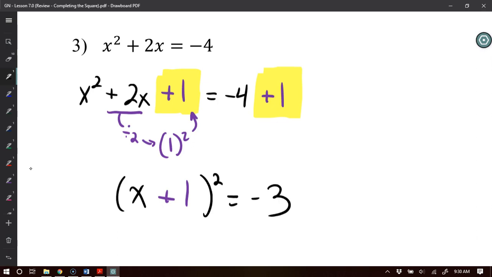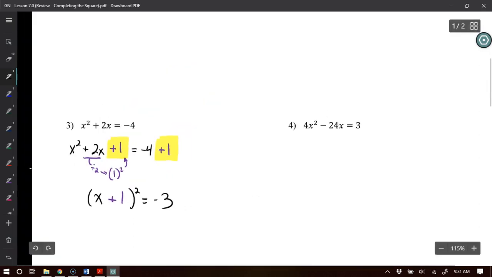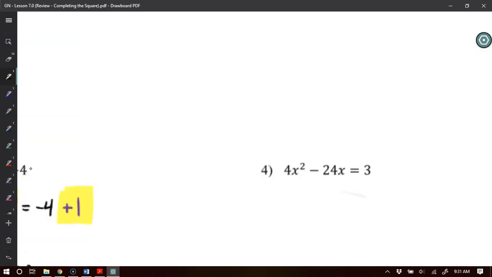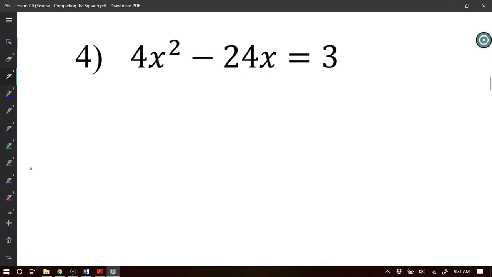So these first 3, I say, are pretty basic ones. It has a quadratic term and it has a linear term. And this is the form structure you need. It has to say x squared. And that's why if you look at number 4, it says 4x squared. And that's not good. We can't have that. In order to complete the square, it needs to say x squared.